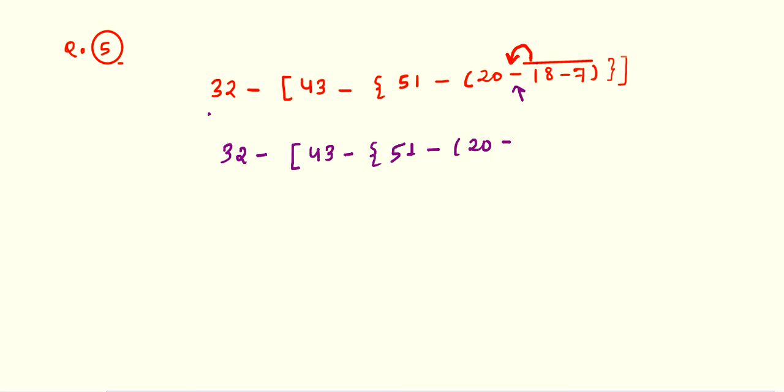Now we are solving this bar bracket. So first write it in no change. Then this minus 7 will be plus 7. Why? Just because of this negative sign before the bar bracket.